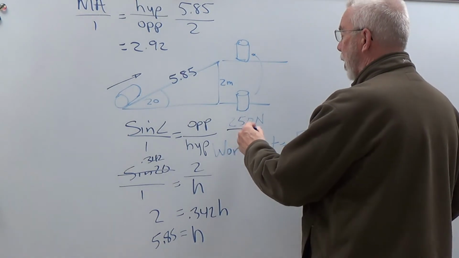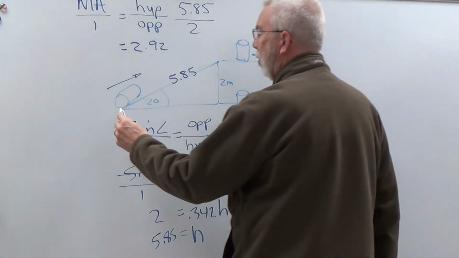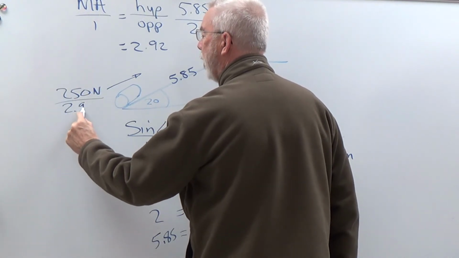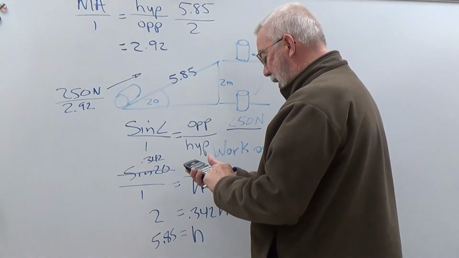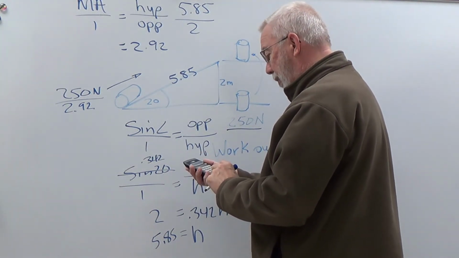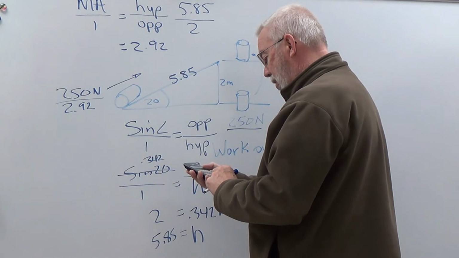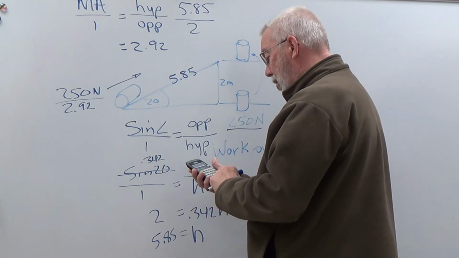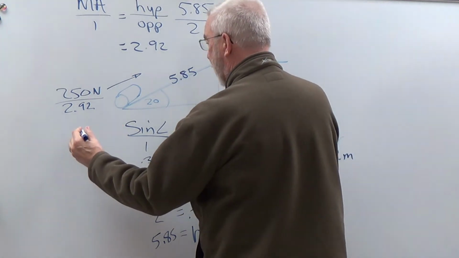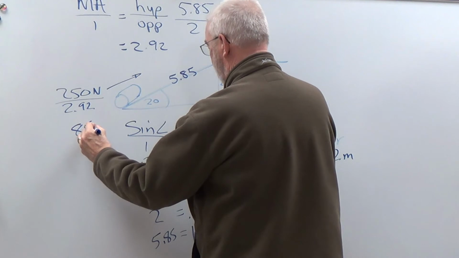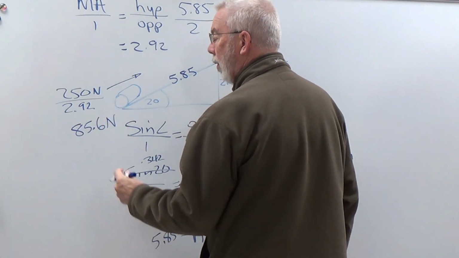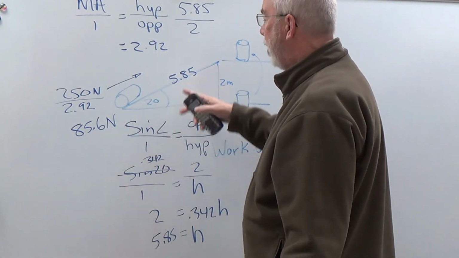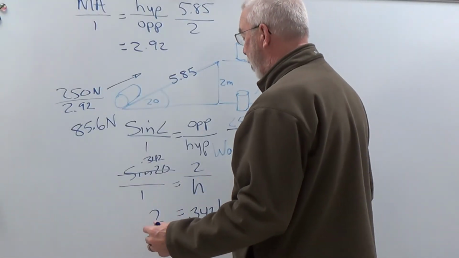So right away, if we have a 250 newton barrel, 250 newtons divided by 2.92 will show us that we're only going to have to push the barrel with a force of 85.6 newtons, which is less. Now, a lesser force over a longer distance. Now, let's multiply these together right quick.